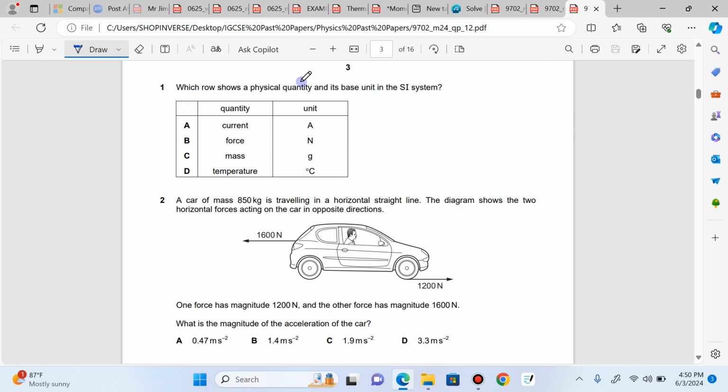Which row shows a physical quantity and its base unit in the SI system? Quantity, unit. The first one, we have current. The base unit of current is amperes. That is correct. B is false, Newton. Newton is not a base unit. Gram is not the base unit of mass. It is kilogram. And temperature, the base unit of temperature is Kelvin.